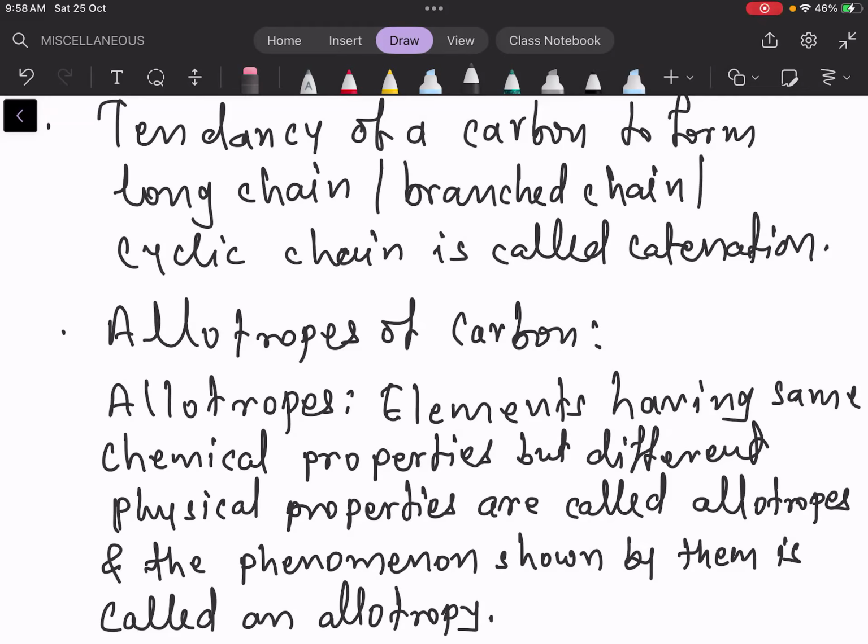So, what are allotropes? Elements having the same chemical properties but different physical properties. They are called allotropes, and the phenomenon shown by them is called allotropy.